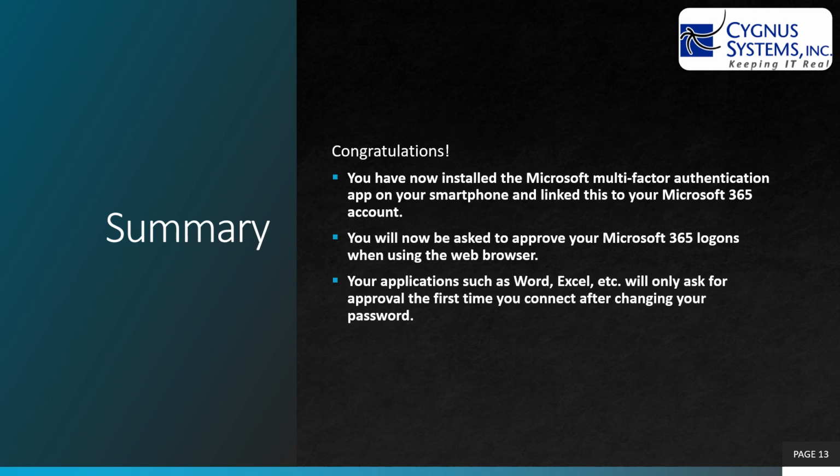Congratulations on improving your security for your Microsoft information substantially. From now on, when you log on to Microsoft 365 using a web browser, your smartphone will provide a screen pop-up from the Microsoft Authenticator app asking you to approve the login. This will happen every time you log in using the web browser. As for using your Microsoft applications, such as Word, Excel, or PowerPoint on your computer, you will only be prompted to approve the login for these when you change your password. The security for these Microsoft applications will stay linked until you change your password.